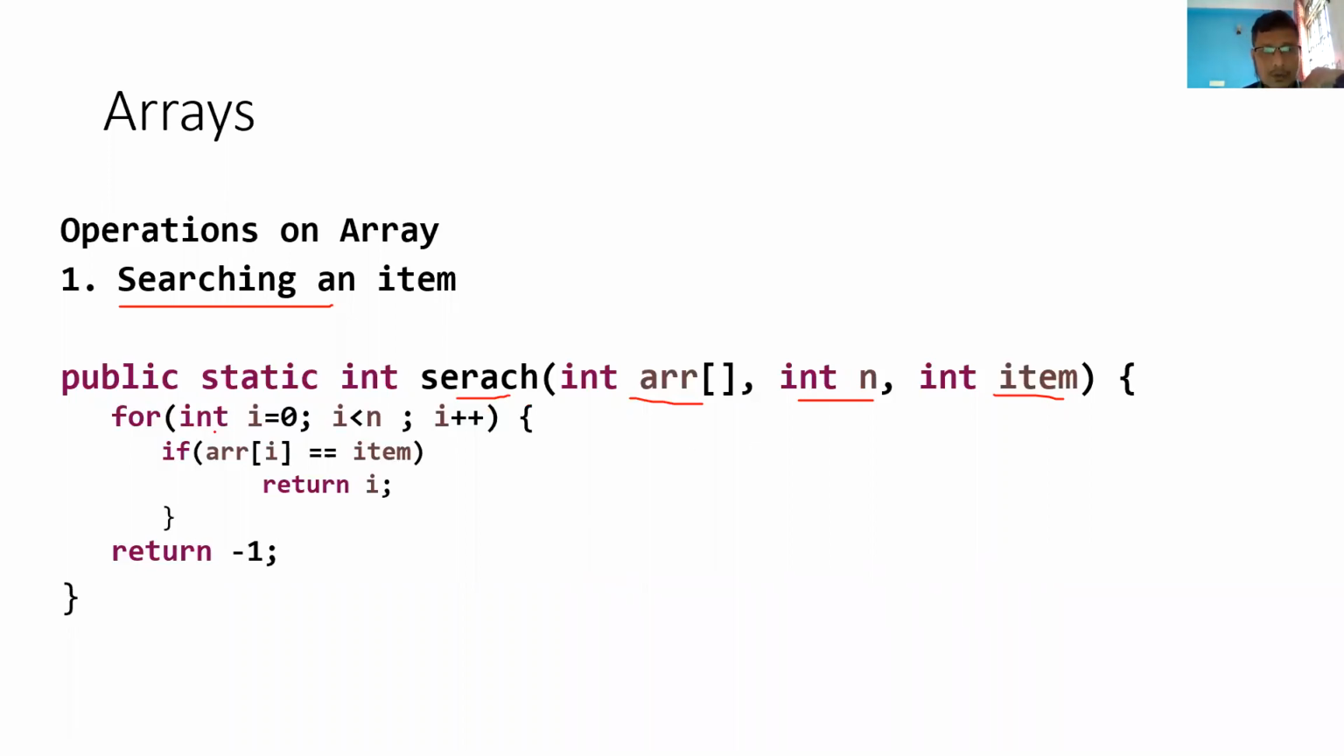So what we do is we iterate over the array for whatever item we are searching. For example, this item, whether it exists in that array or not. In case this item does not exist, it returns -1. So it is a pretty simple one. Any guesses what is the time complexity here?